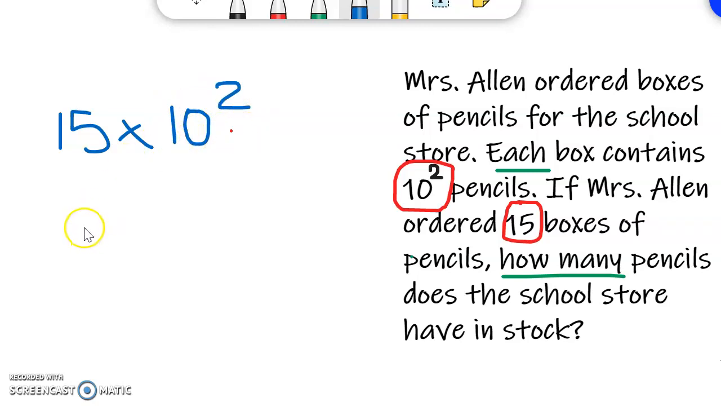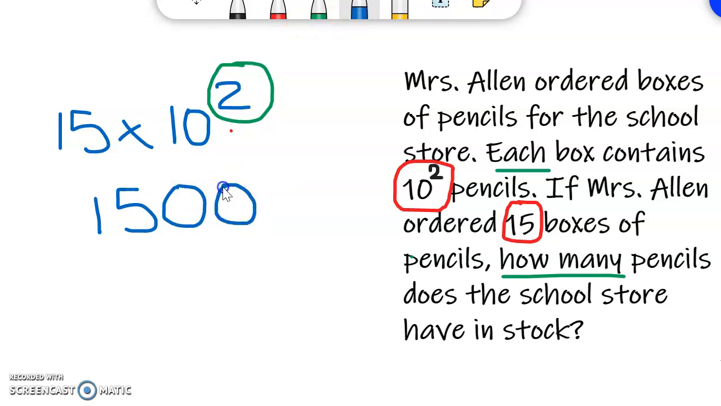Okay. Now using the tricks of zero, I'm going to multiply 15 times 1 and get 15. And then I'm going to count the number of zeros. And the exponent lets me know that there are 2 zeros. 10 to the second power is 10 times 10, or equivalent to 100. So I'm going to add these 2 zeros after 15. And then 1, 2, 3, place my comma.